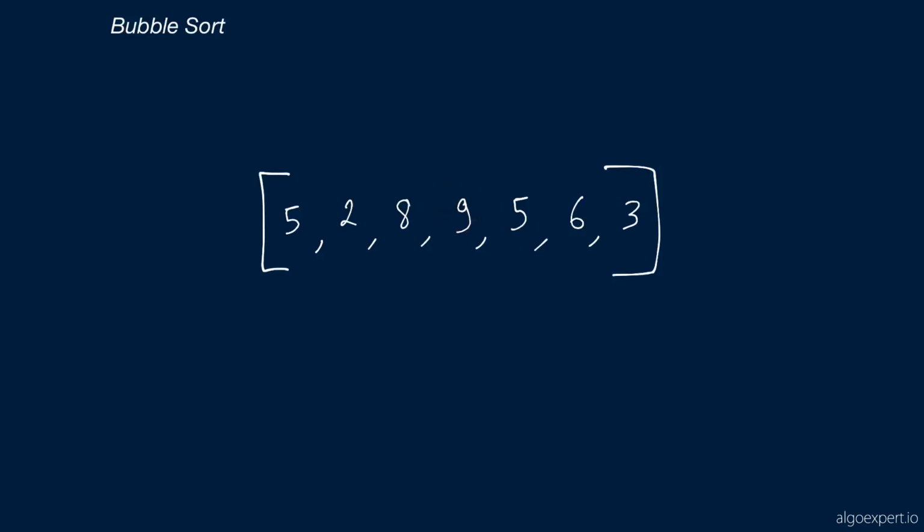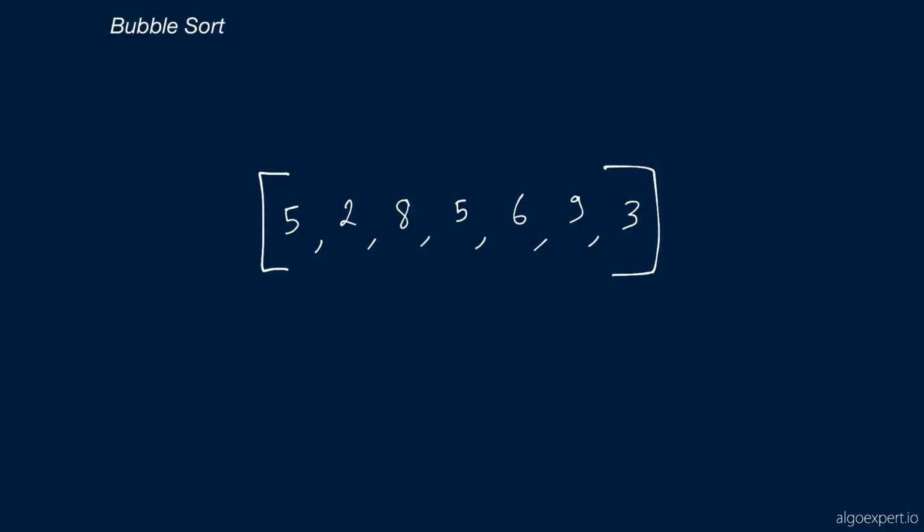Now our current number is 9. Compare 9 to 5. They're not in the correct order, so we swap them, erase them, put the 5 here and the 9. Now we compare 9 to 6. Again, they're not in the correct order, so we swap them.